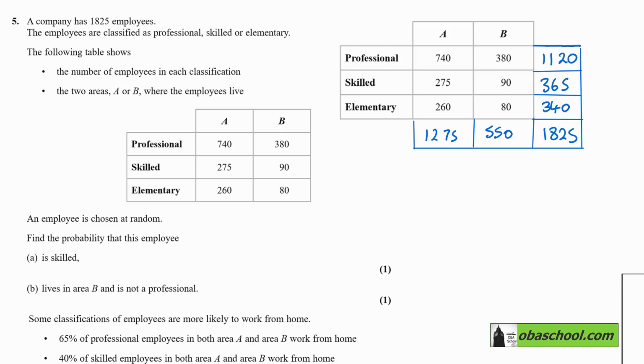Probability of being skilled is going to be 365, that's the total for the skilled employees, out of the total 1825. Lives in area B and is not a professional is going to be these people just here, and so that is going to be 170 out of 1825.